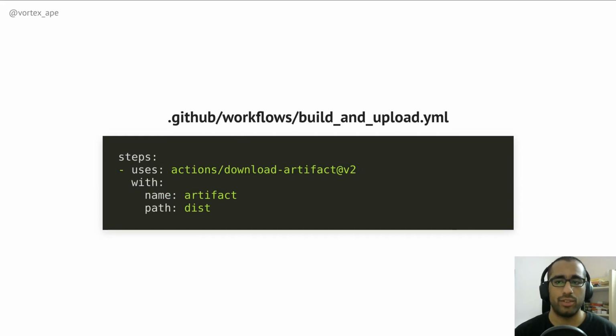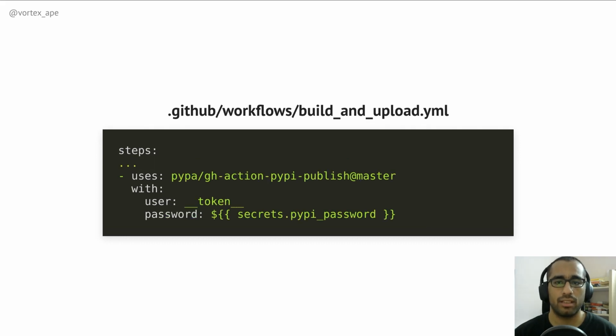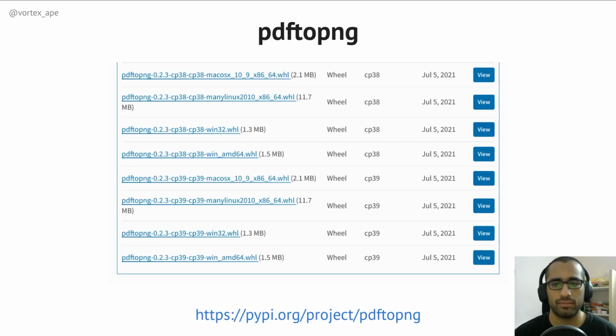The first step would be to download the build artifact from the build job and upload it to PyPI using the PyPI publish GitHub action from PyPI. We just need to configure our PyPI API token as a secret here. And when the build and upload job finishes, we should be able to see our wheels on PyPI.